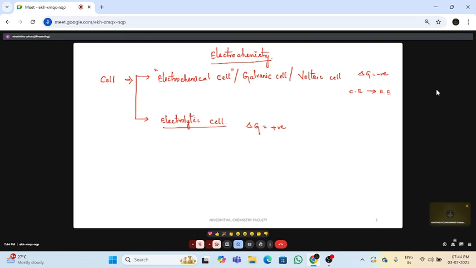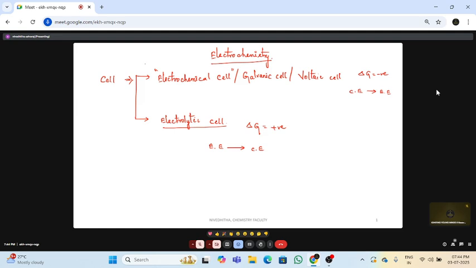But it is just the opposite in an electrolytic cell, where the chemical reaction will not happen by itself. For that kind of reaction to occur, we have to supply a particular amount of energy, and in this case the energy we supply is electrical energy, which is current. This electrical energy gets converted into chemical energy. This is the basic fundamental we have to know about cells and their types.